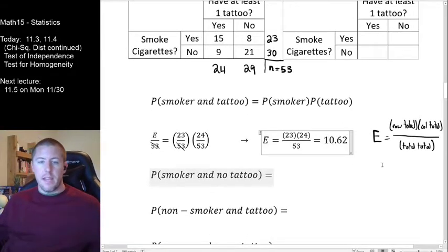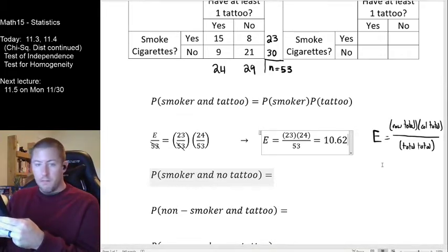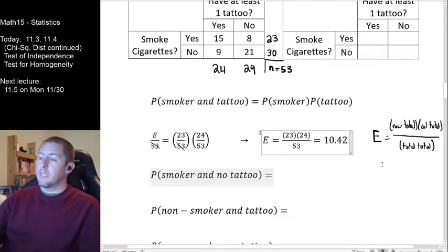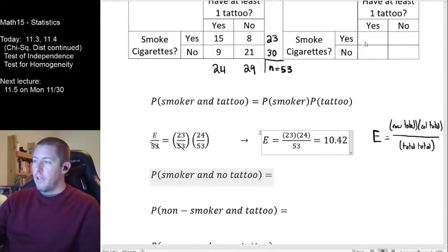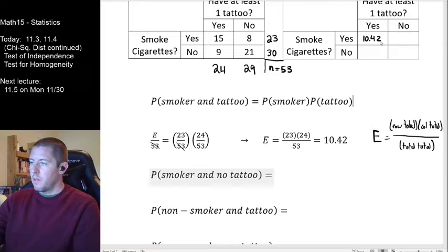So let me go ahead and update that number because I had that over 52 or 54 a second ago. So I'm getting here 23 times 24 divided by 53, and I'm getting 10.42. So what we can do now is compute the expected counts in each cell. If these were independent variables, we should be able to compute the expected counts for each of the four cells here. So 10.42 goes there.